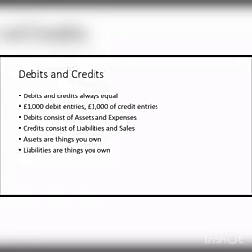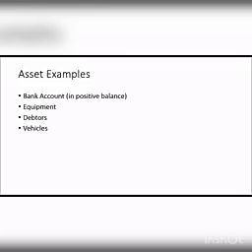Debit entries consist of assets and expenses. Credit entries consist of liabilities and sales. Assets are things you own, things like equipment, property, stock. Liabilities are things that you owe. That should say owe, not own. Liabilities are things that you owe, things like loans, money you owe to people.